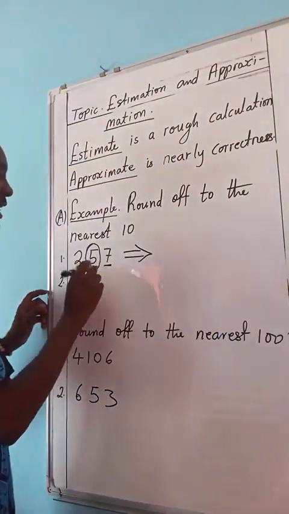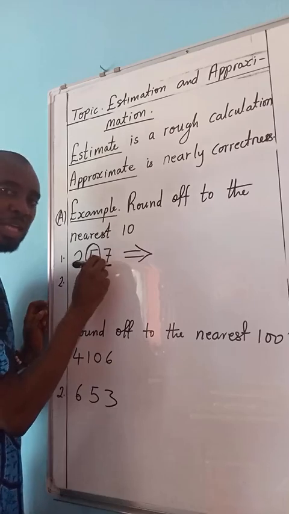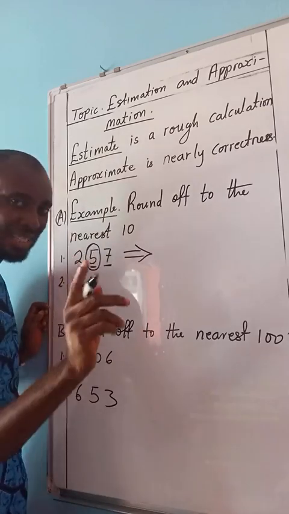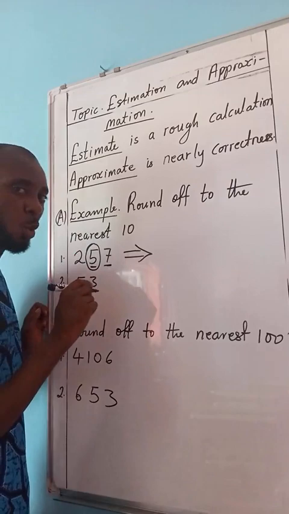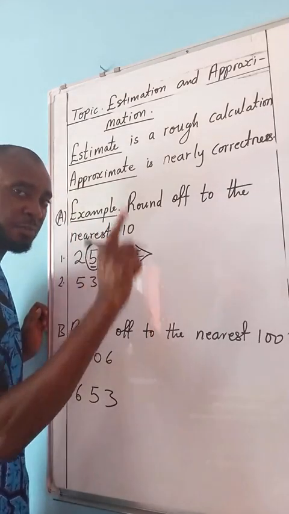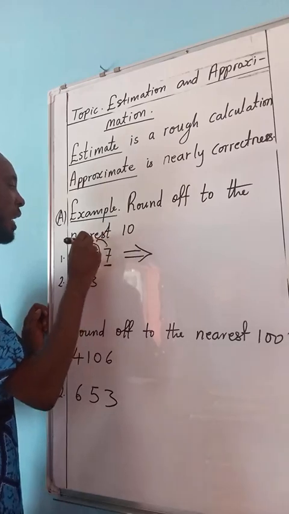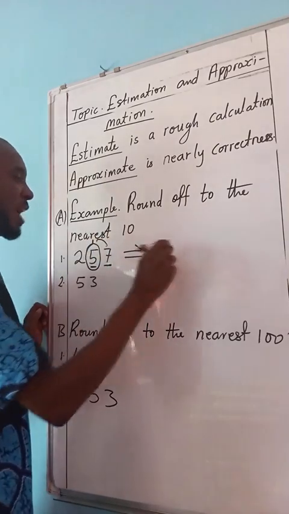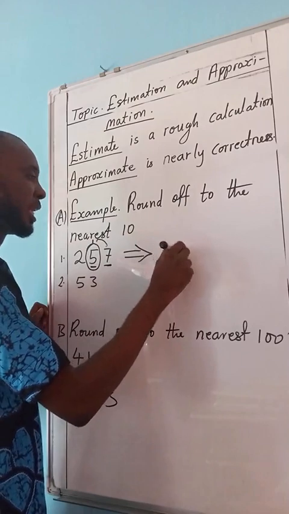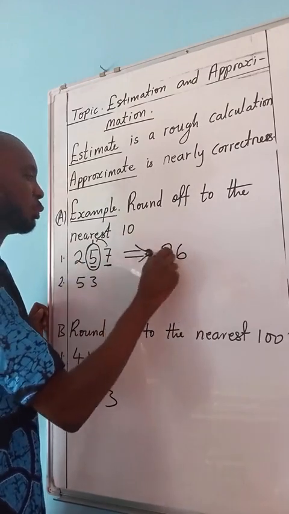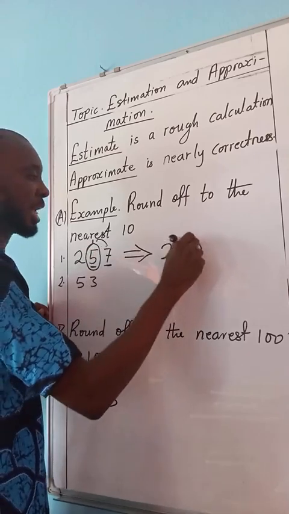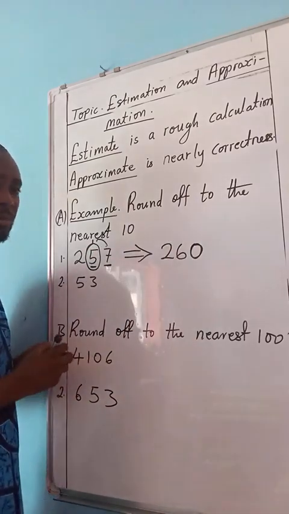Now, in this case, this is our determinant factor, and we are rounding up. Why? Because it is from 5 and above. Now, when you round up, you add 1 to it. 1 plus 5 will give you 6, and you write your 2. 7 will now turn to 0.